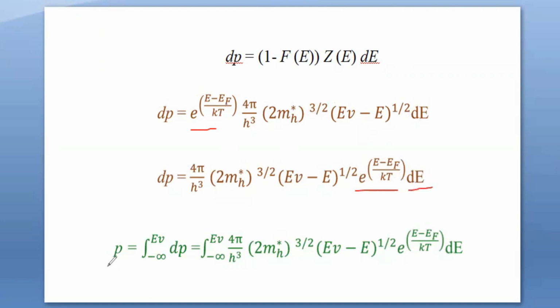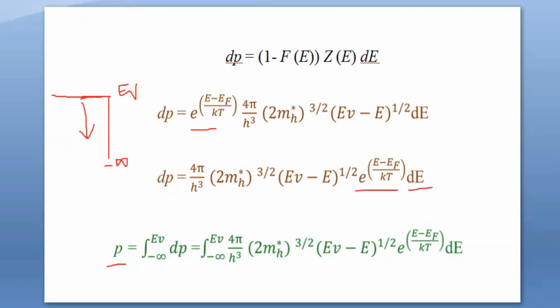To get the total number of holes, we have to integrate. The highest energy level is the valence band only; holes won't be present above the valence band. So the highest energy level is EV, and the lowest energy level, the bottom to any place where holes may be present, will be minus infinity. So the limits are minus infinity to EV for dp. The same is represented here.